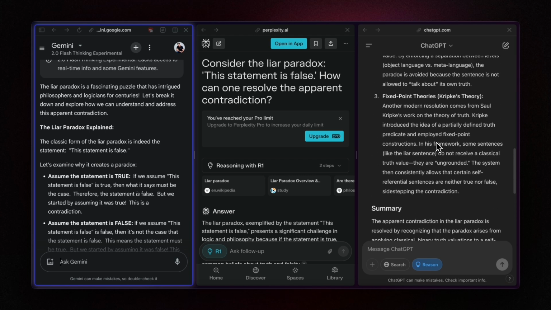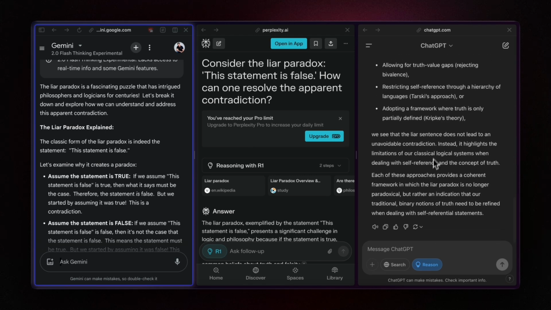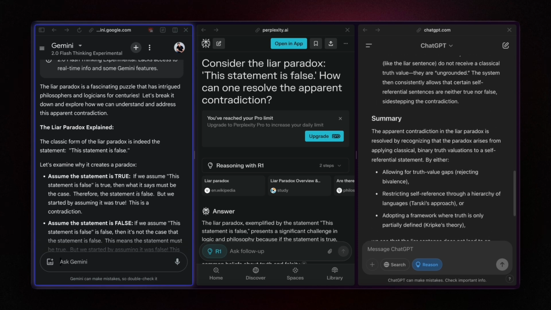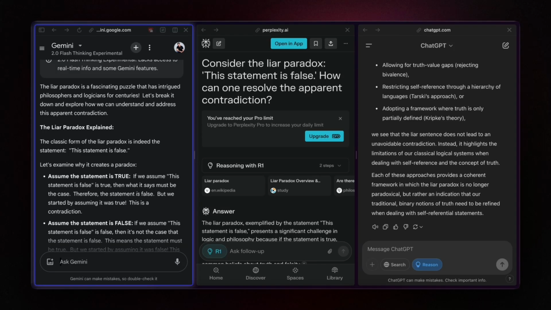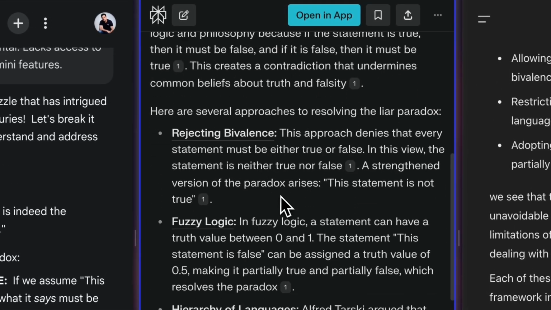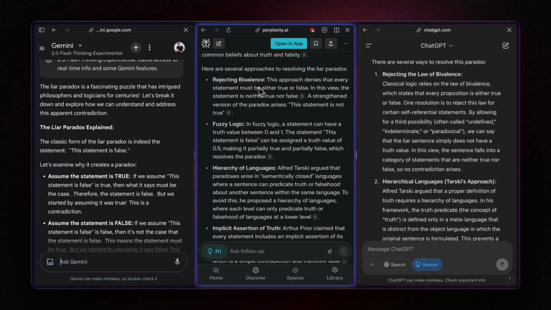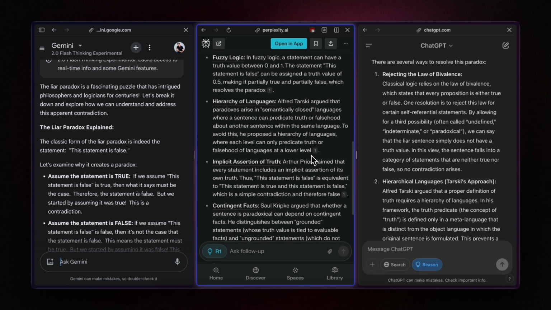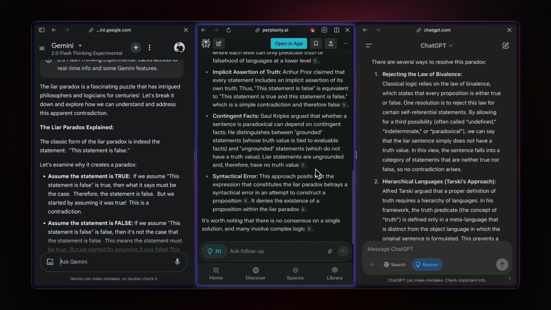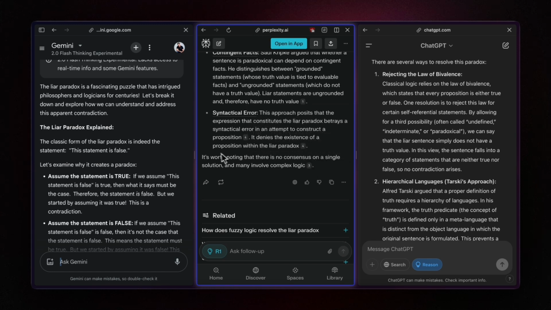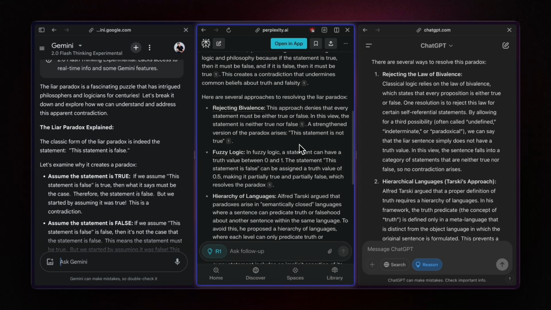So it gives us all the possible theories, and it doesn't end with any conclusion. So we are still in the dark. Although this question doesn't have a black and white answer, I don't think this inference is even enough for a dialogue. Okay, so let's come to R1, the liar paradox, rejecting bivalence, fuzzy logic. R1 also has come up with bivalence and Tarski's, and some other theories very similar to what ChatGPT has come up with. It also says there is no consensus on a single solution and many involve complex logic. So R1 just gave up very quickly and didn't think a lot about what was being said.